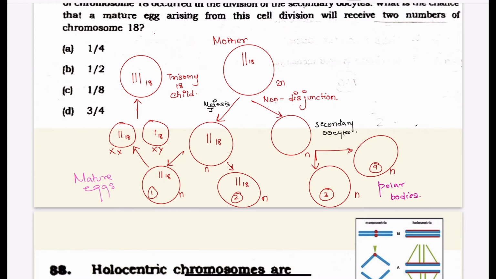Here we can see that mature eggs are 2 out of the 4, and both of them have chromosome 18 twice. So out of 4, 2 eggs have 2 copies of chromosome 18. Therefore 2 out of 4 gives us half. Therefore the answer is option B, which is half.